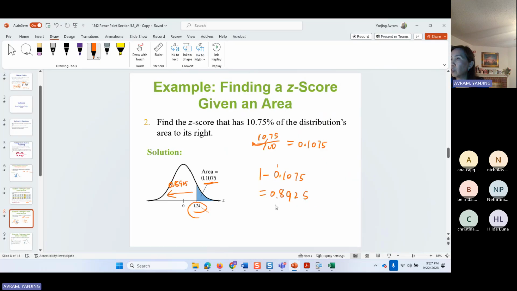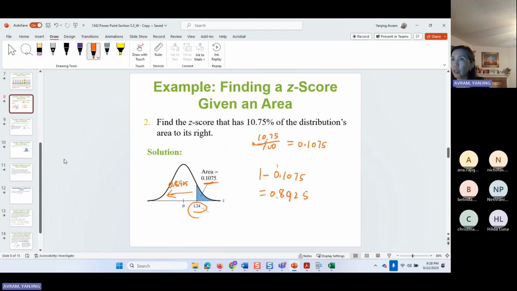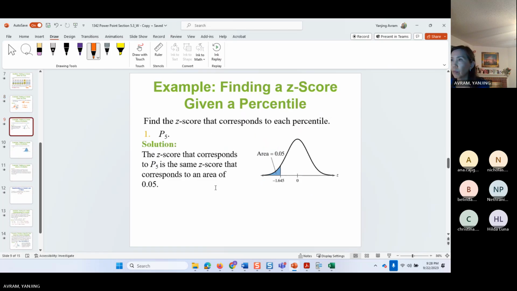The same thing applies to reading the table. If you want to read the table, you also have to calculate the area to the left, and then find the Z-score. Now look at this one right here. If you have a 5th percentile, what does that mean? A 5th percentile means the area to the left is 5%. Sometimes people in the homework did not know how to calculate the 5th percentile. The 5th percentile is the area to the left.